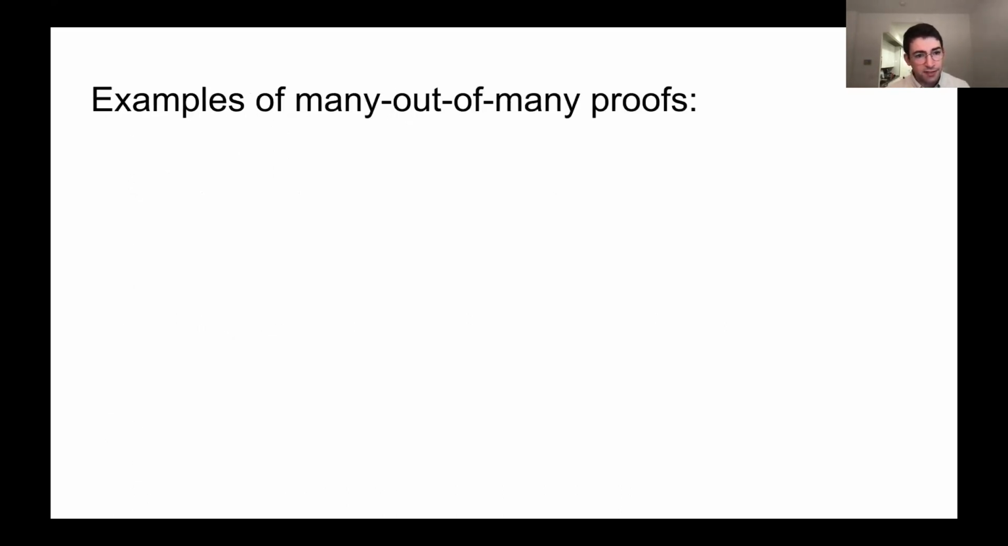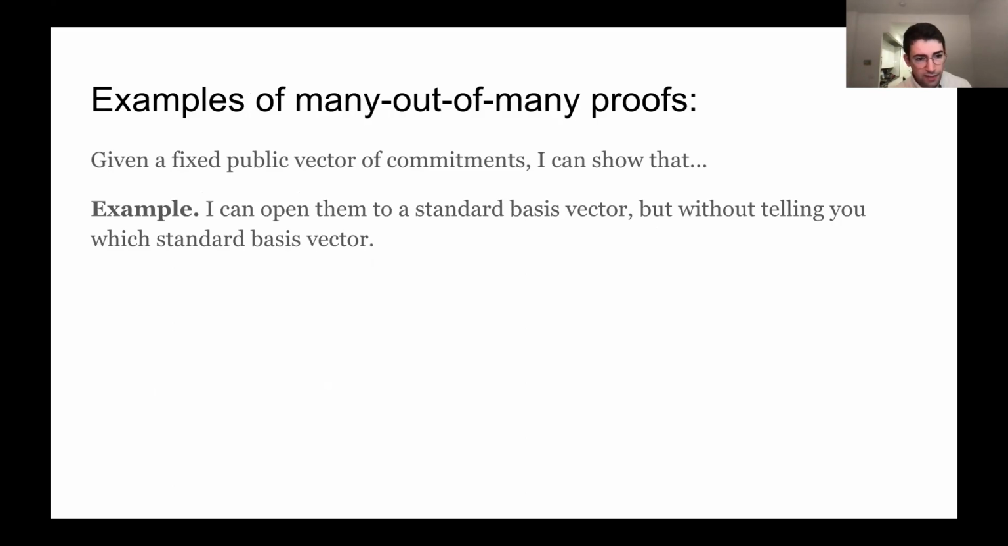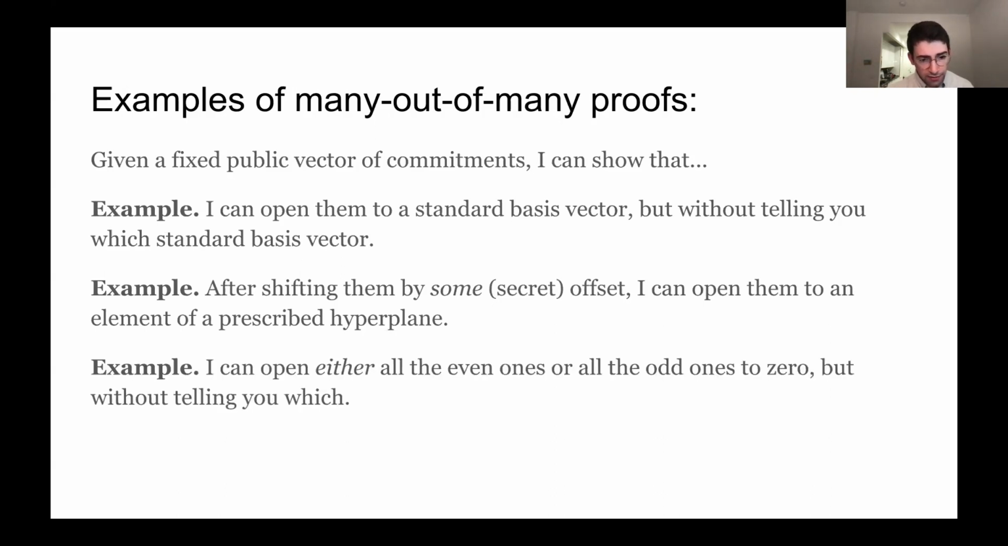Okay, before I tell you how this gets done, or even what a many-out-of-many proof is rigorously, I claim that this gives you some pretty nice applications. For example, I can show you a vector of commitments. I can claim that I can open these to a standard basis vector, but not tell you which standard basis vector. So one is 1 and the rest are 0, but I won't tell you which is 1. I can tell you that after shifting these messages by some offset, the resulting vector lives in a prescribed hyperplane, but I won't tell you what the offset is. I can show you that either all of the even indexed commitments I can open to 0, or all the odd indexed ones, but not tell you which of those two. These are richer statements than you can prove with regular one-out-of-many proofs.